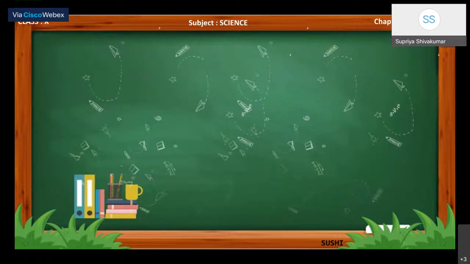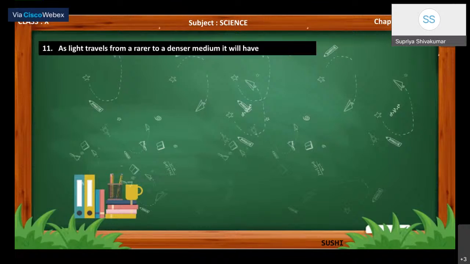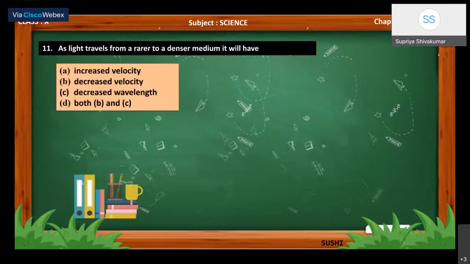Okay, so any doubt in this previous question? Can I move further? Yes, ma'am, you can. Okay. Thank you. So next, as light travels from rarer to denser medium, it will have increased velocity, decreased velocity, decreased wavelength, both B and C. What is the answer? Is it only the velocity that decreases? Ma'am, option D, both B and C. Yes, both velocity and the wavelength change. So the answer is D.